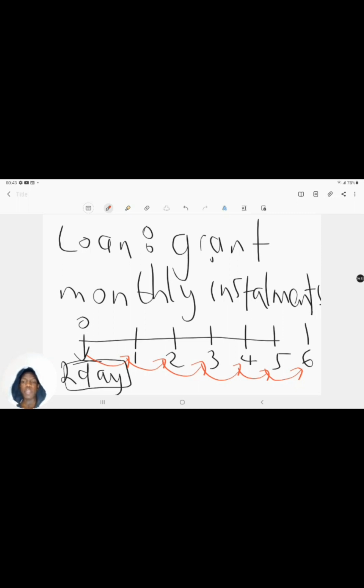Now, in this case, how many payments is this going to be? If you borrow money and you want to pay it back in 6 months, how many payments is this going to be? This is going to be 1, 2, 3, 4, 5, 6. Okay, so it's 6 payments that you're going to have to pay to the bank, right?